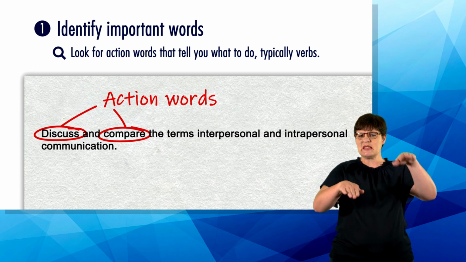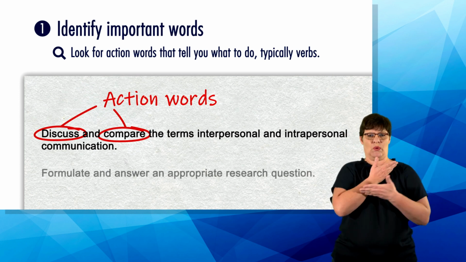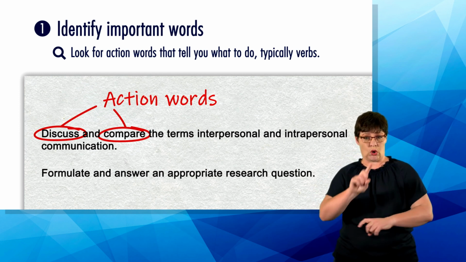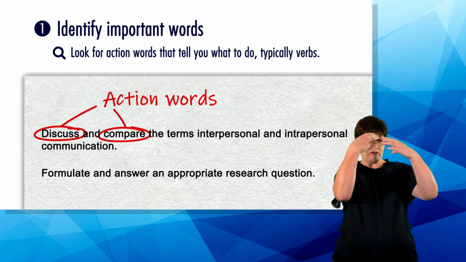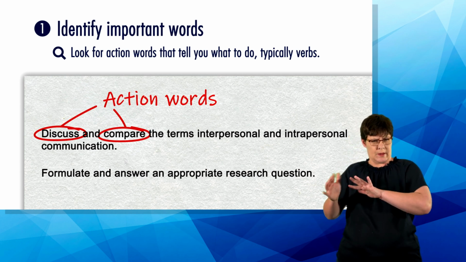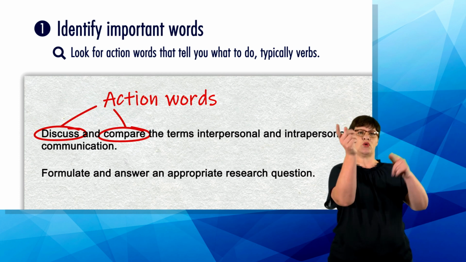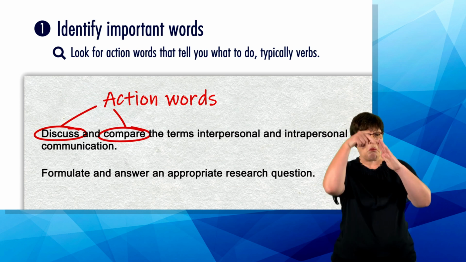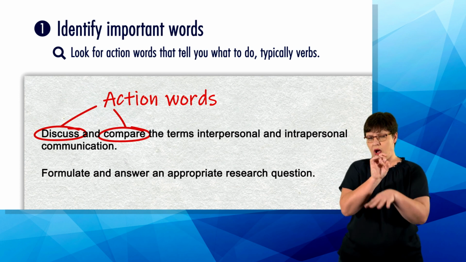Note that the instructional statement might also be vague. For example, formulate and answer an appropriate research question. This leaves you with a choice of a specific focus for your writing task. In this case, you might have an idea of the broader theme of your writing, such as communication. But consultation with your lecturer or supervisor is recommended to determine what exactly you are going to write about.